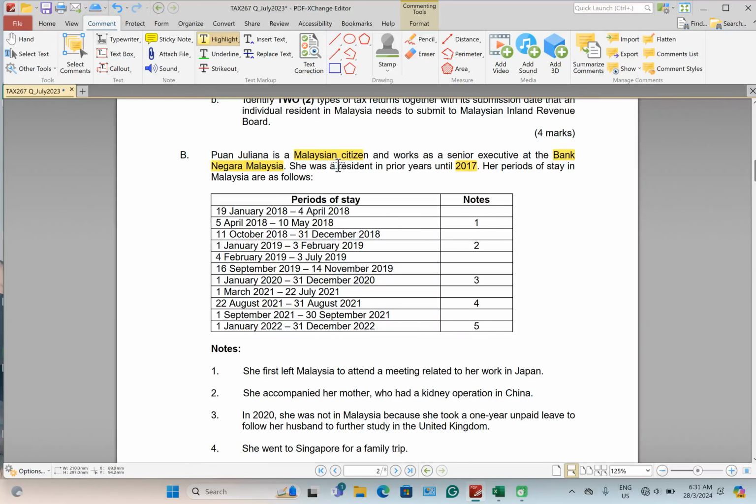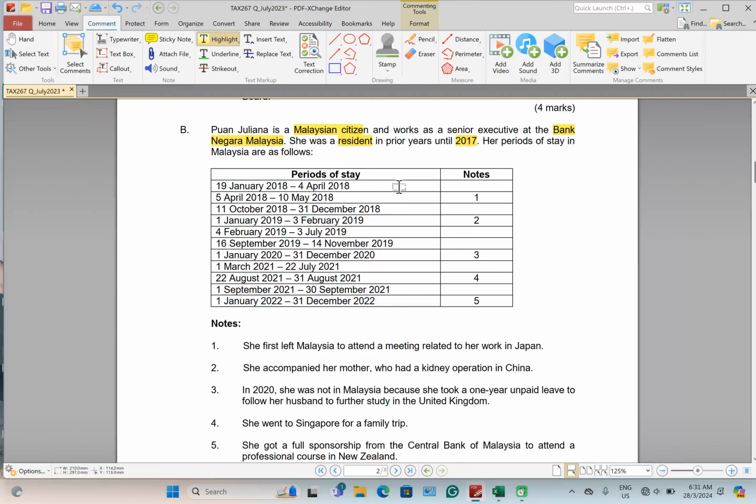Okay, next. Her periods of stay in Malaysia are as follows. Be careful, guys, because for period of stay in our notes here, look at here, they combine. There are two columns. Normally, you are given three columns, right? Column YA, period of stay, and notes. This time you are only given two columns, so be careful when you extract the information related to certain YAs.